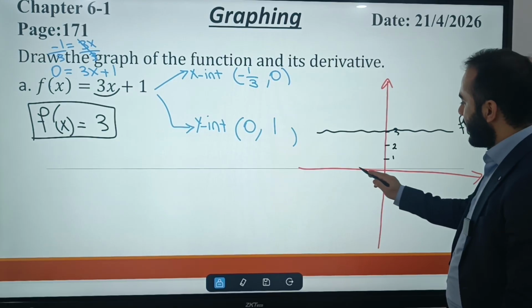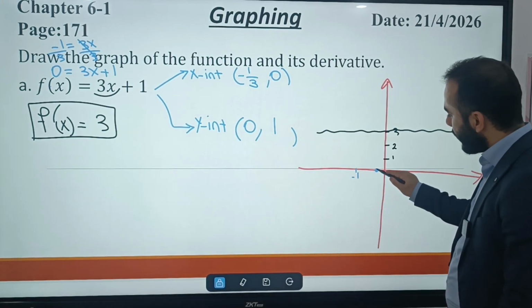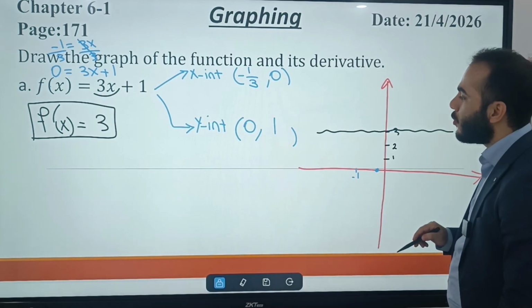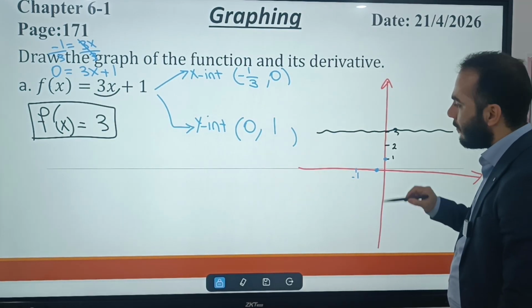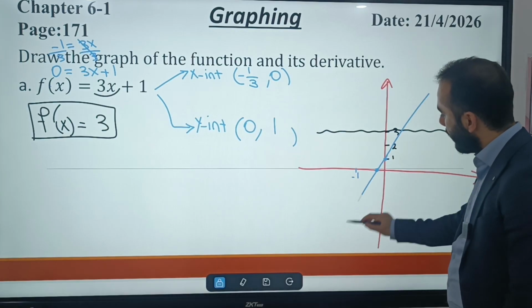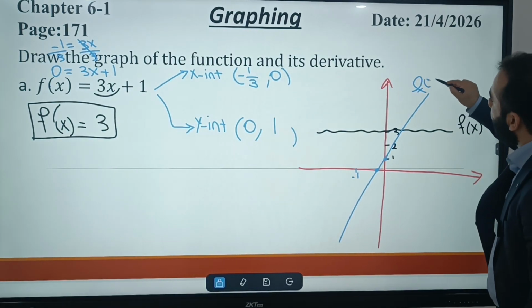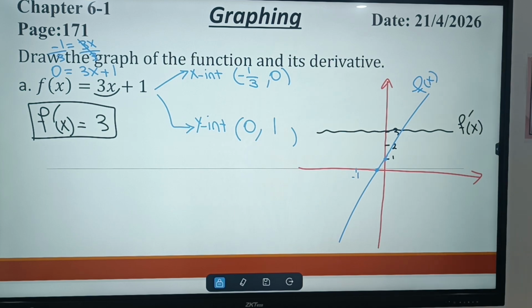So 0, and let's consider this one is negative 1. So negative 1 over 3 would be somewhere around here. 0 and 1 is here. So the graph would be something like this. That is the graph of f of x.